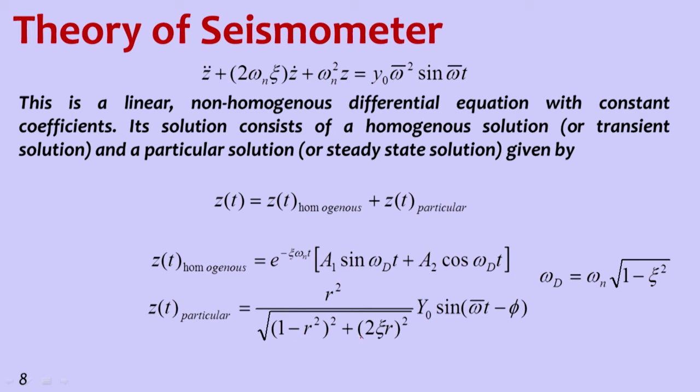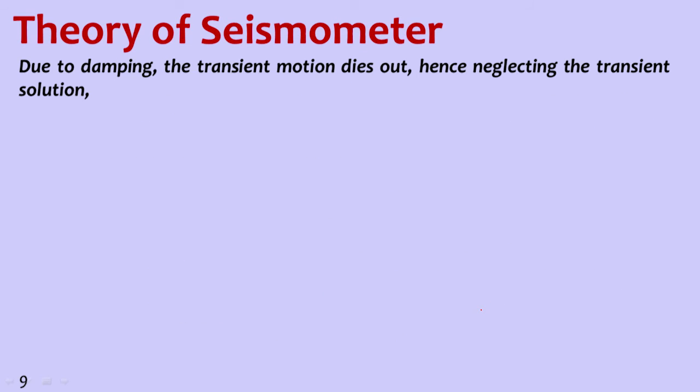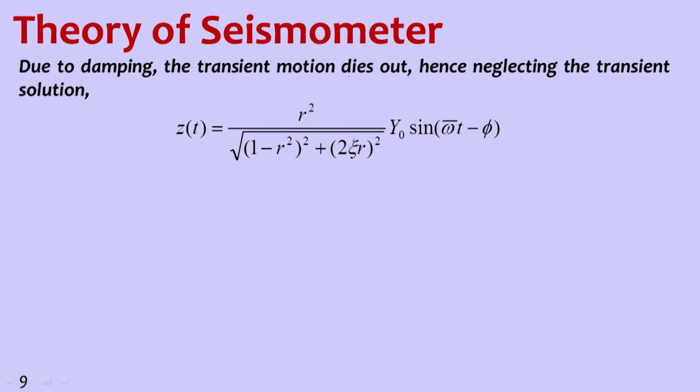So then the particular integral part will be z particular equals r square by under root of 1 minus r square whole square plus 2 zeta r whole square, into y0 sin omega t minus phi. So if there is any confusion in this equation, you may refer to the single degree of freedom system damped forced vibration class. Due to damping, the transient motion dies out, hence we neglect the transient solution. So we have the particular integral solution this.